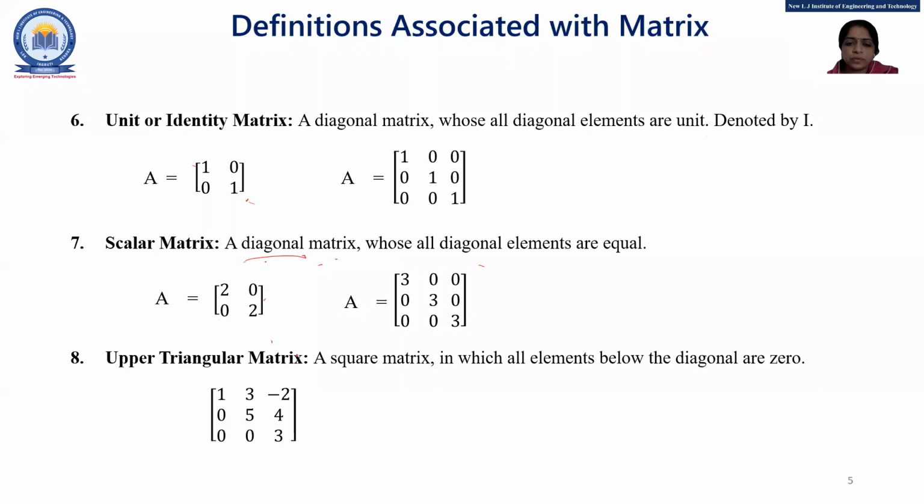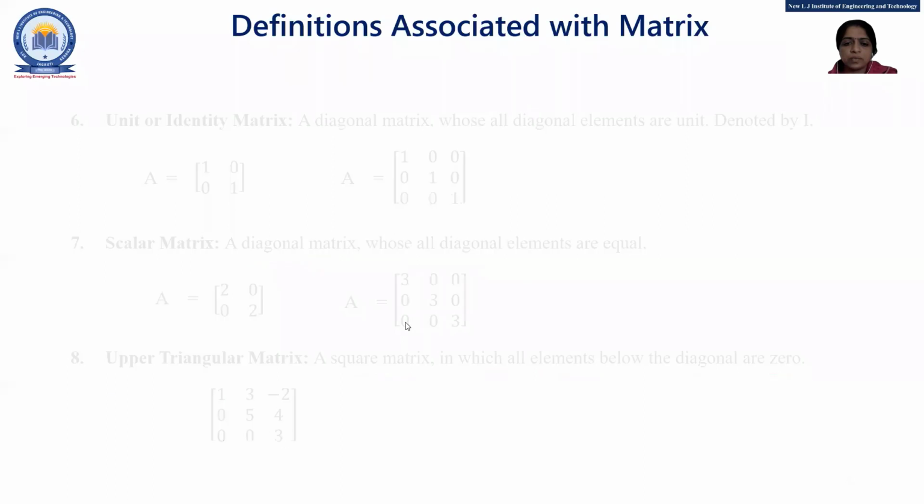Upper triangular matrix: a square matrix in which all elements below the diagonal are 0. See, these are our diagonal elements 1, 5, and 3. And in a square matrix, if below the diagonal all elements are 0, then that type of matrix is known as an upper triangular matrix.